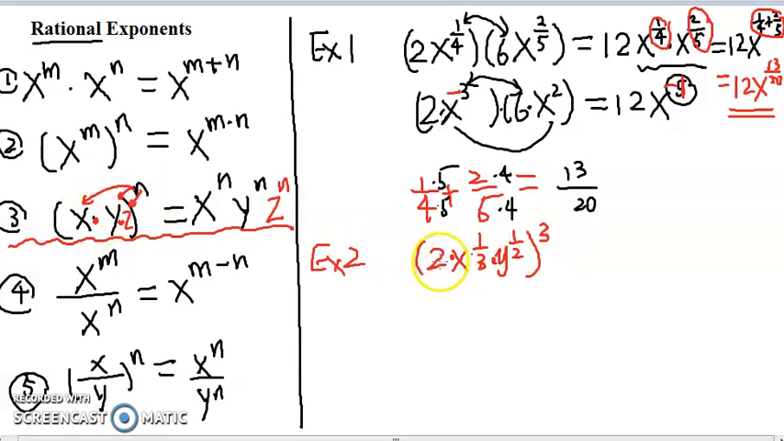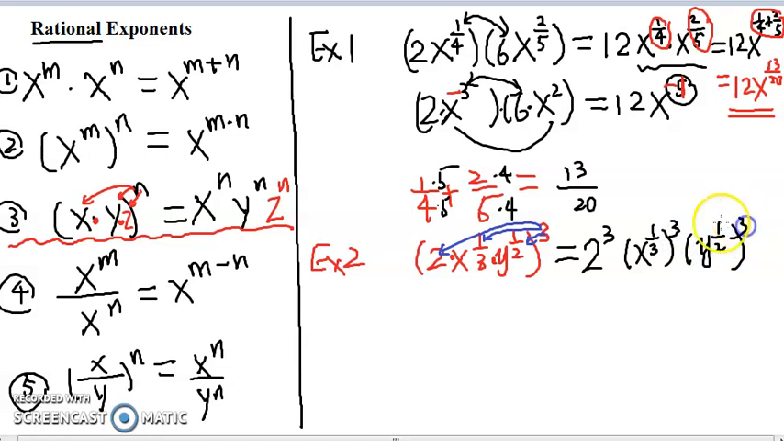So here in this case, we have 3 factors: 2, x to the 1/3, and then y to the 1/2. We can distribute the exponent to each of them. So we're going to raise 2 to the third, raise x to the 1/3 to the third, and then raise y to the 1/2 to the third. Notice this third, I'm going to put it in red, is the exponent on the outside. And everything in black is in the base.